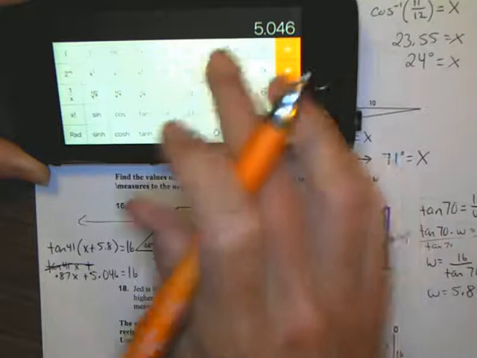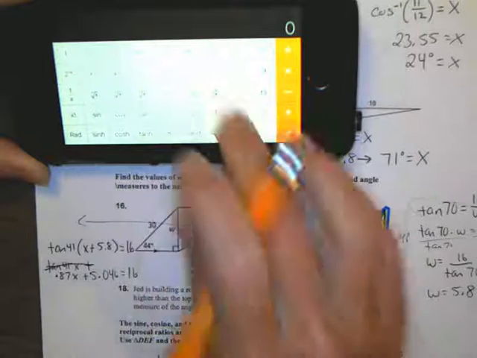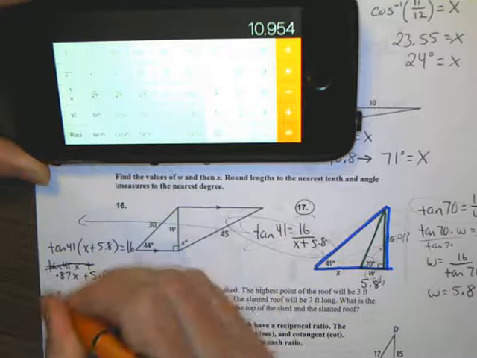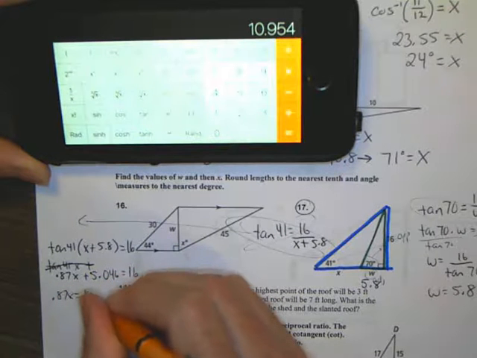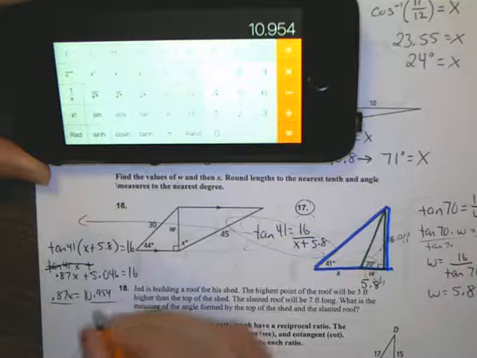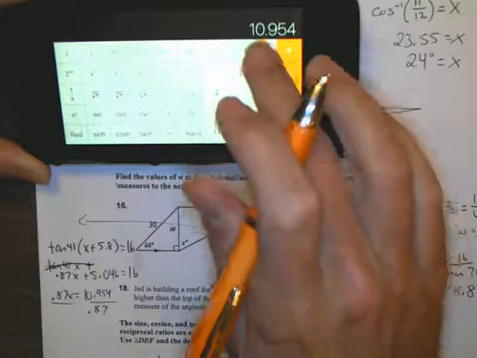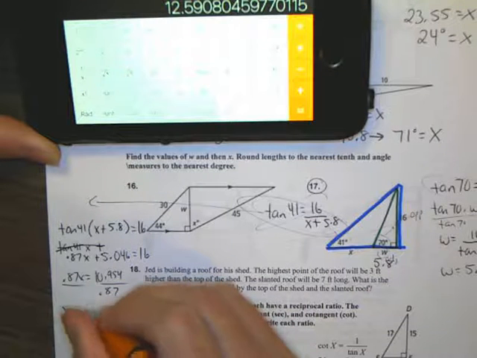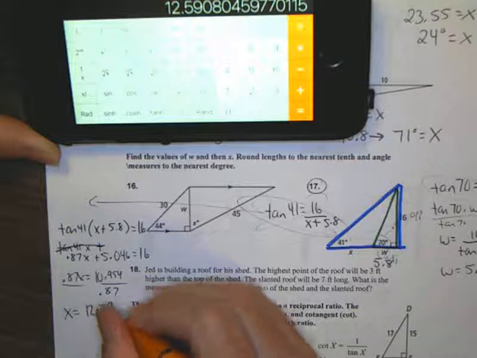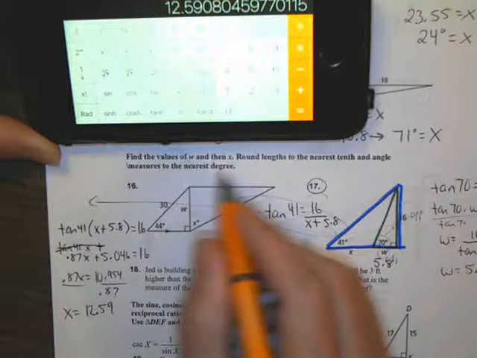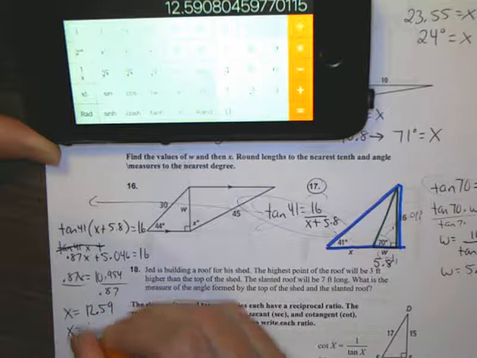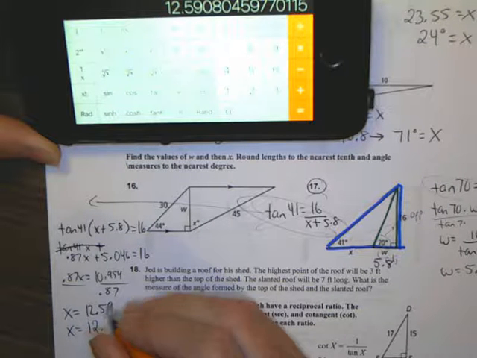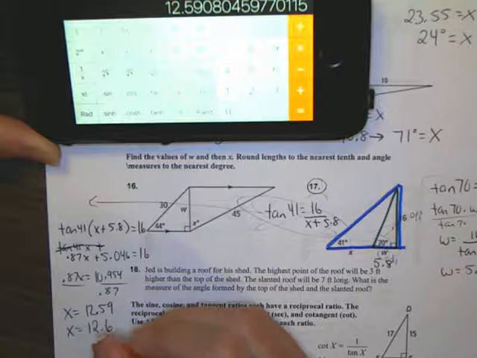Let's go ahead and get the x by itself. So we'll do 16 minus 5.046, so 0.87x is going to equal 10.954. Divide both sides by 0.87. We find that x is somewhere near 12.59. And again, we want to get to the nearest tenth, so x is going to equal 12.6.